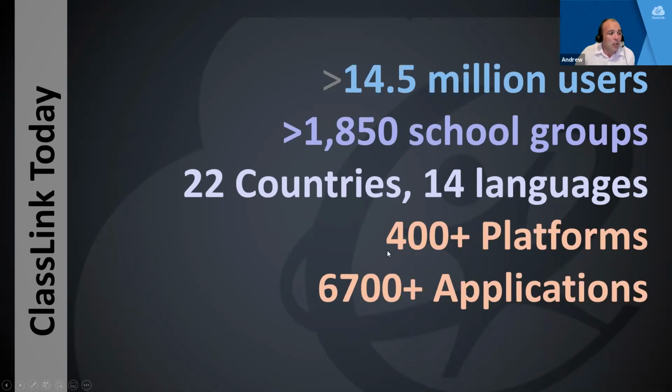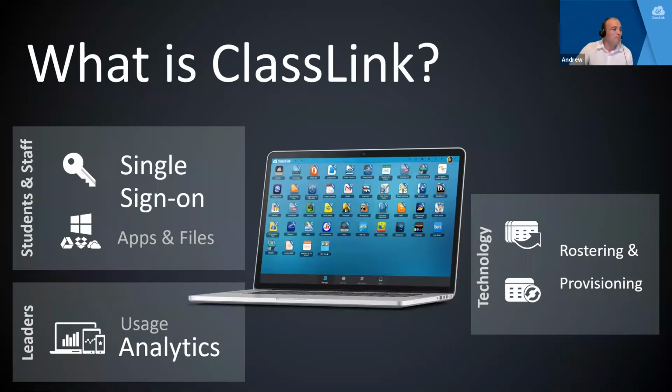We've got formal partnerships with over 400 platforms, and we have single sign-on capabilities or connections with just under 7,000 applications, and that's growing on a daily basis. So people often ask me, what is ClassLink? And ClassLink, in essence, is a cloud-based platform, and as I've mentioned earlier, that eases access to and management of an institution or an educational establishment's digital resources. And those digital resources we'll come on to later.